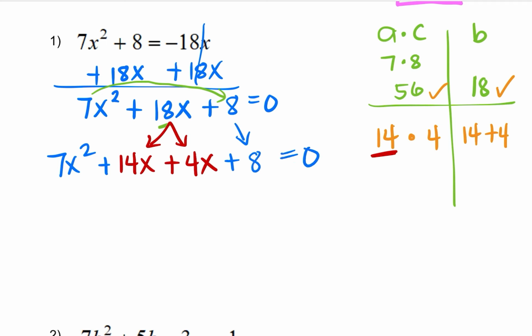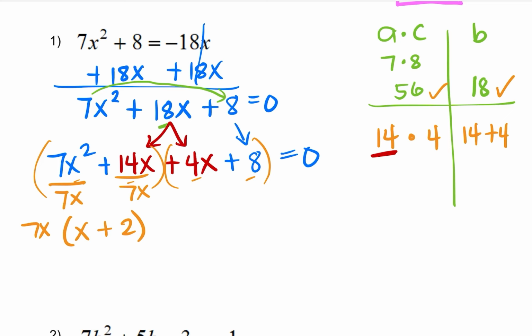And then we're going to factor by grouping, because we have 4 terms: 1, 2, 3, 4 terms. We're going to take out what's common in each group. For the first group, the common factor is 7x. We're taking out 7x and we are left with x plus 2. In the second group, the greatest common factor is 4. So plus 4.